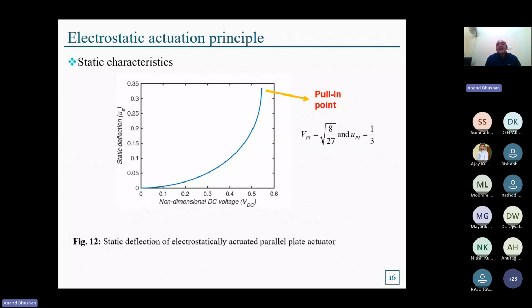And the deflection at the pull-in point, we see that UPI is equal to 1 by 3. It means that we can operate a parallel plate actuator only with a deflection from 0 to 1 by 3. That is, 1 by 3 of the initial gap between the mobile electrode and the fixed electrode is the displacement range where we can operate this parallel plate actuator.